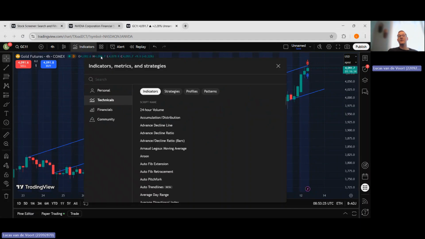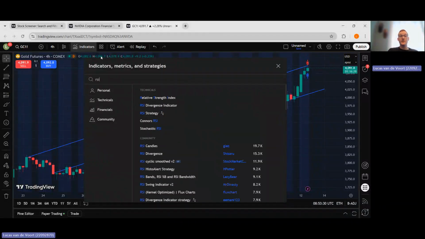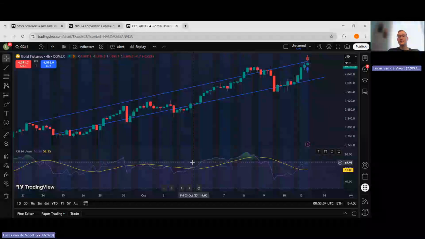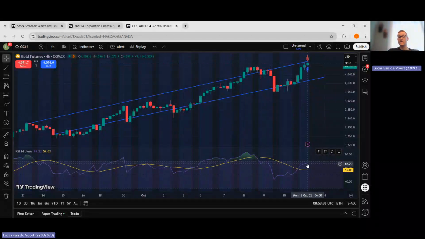So you click on indicators and you can look for indicators. For example, the RSI. So you just type in RSI, you click on that once, and then you see the RSI here. So you can assess, okay, the RSI is at 67. Well, it's close to being overvalued. We have to keep an eye on that.